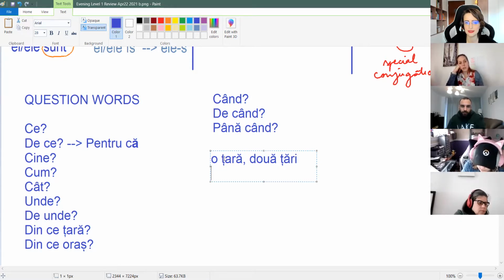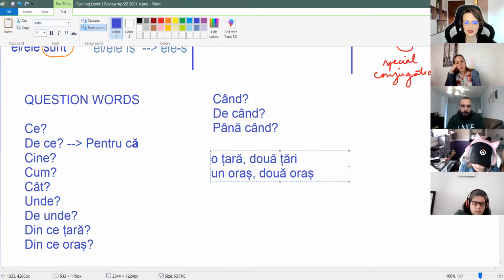How about a city, two cities? Un oraș. Două orașe. What do you put at the end to make it plural? E. Două orașe. So in Romanian, this is E and this is I. Just to be clear, when you hear me say E, I mean this one. And when it's the English E, that's a Romanian I.